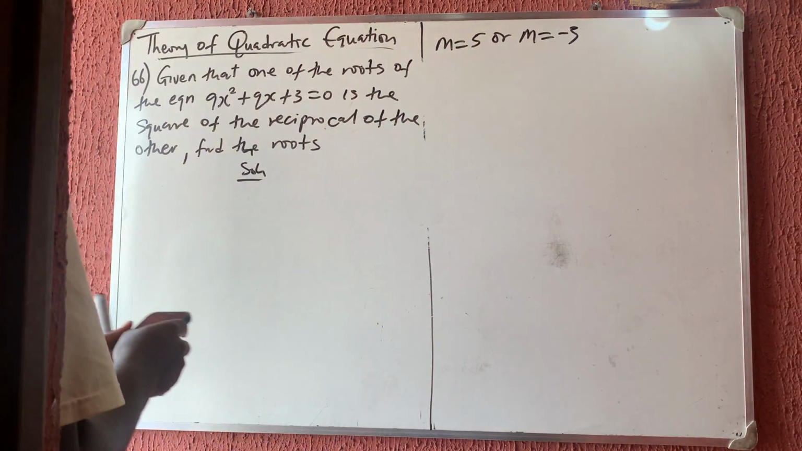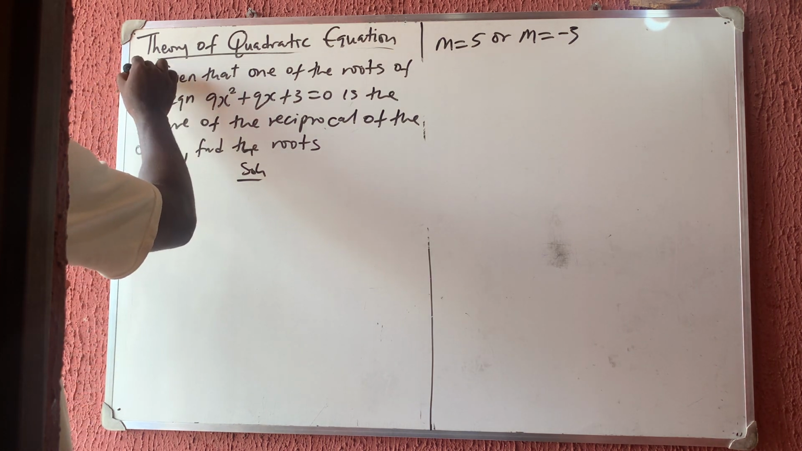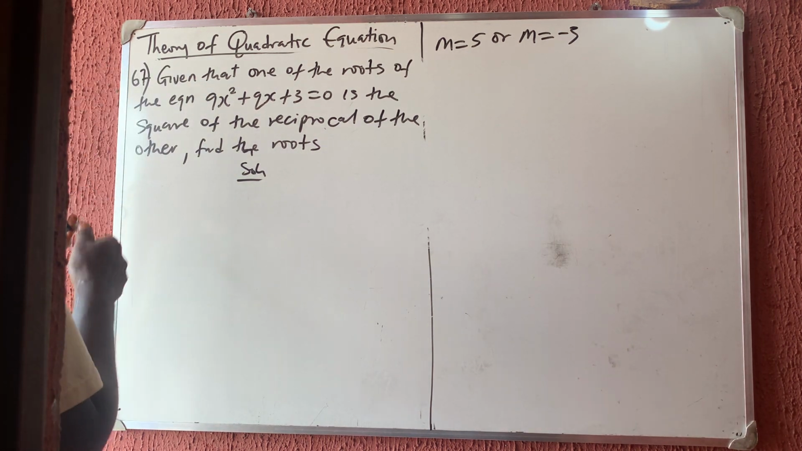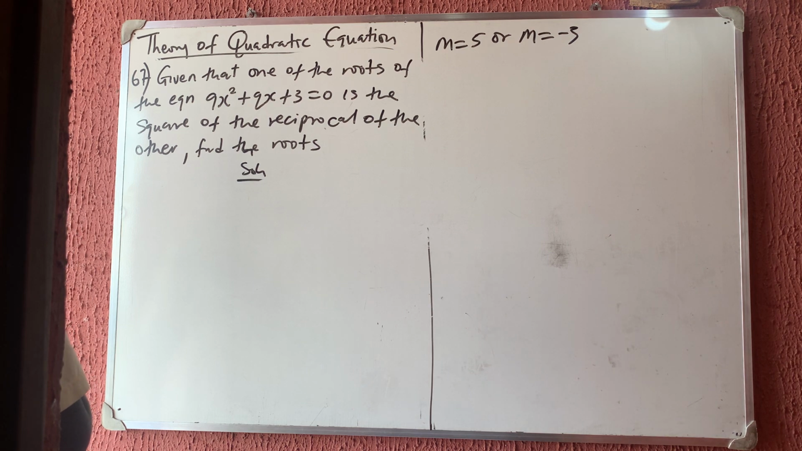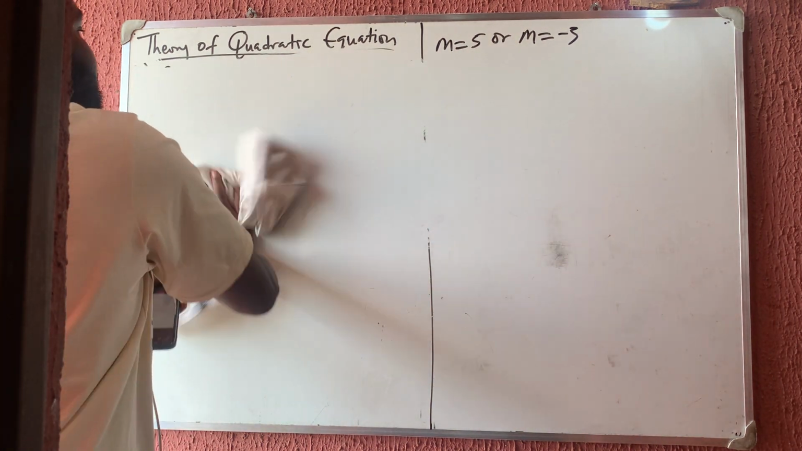So the next question, number 67. Question number 67 said, given that one of the roots of this equation is the square. Okay, there is a mistake. This is a repetition of a question, but not complete. So let's talk about question number 68.